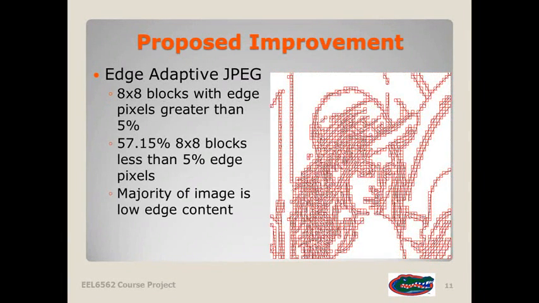Then the same process was done for edge content of greater than 5%. As you can see, the number of blocks shown in this image is much less than the one shown in the previous image. A numerical analysis was done to show that there's 57.15% of the 8x8 blocks in the image that are less than 5% edge pixels, and therefore the majority of the image for the Lena image is low edge content.